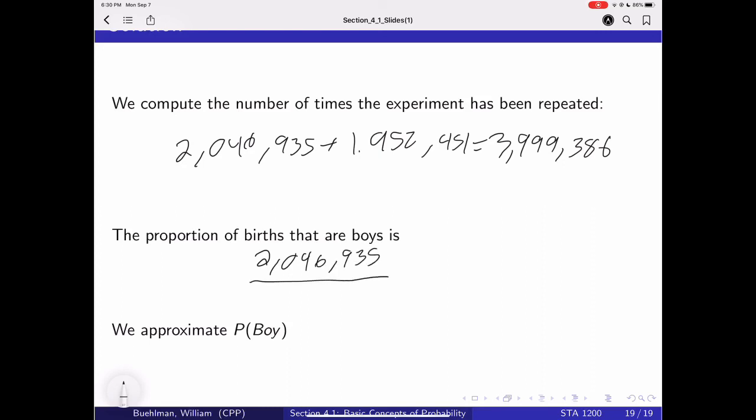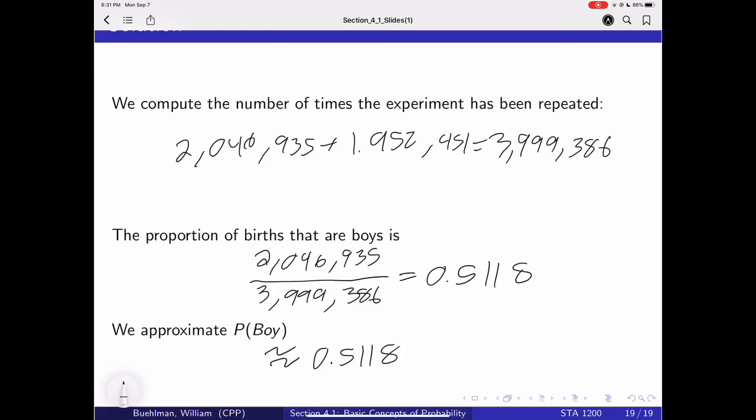The proportion of births that were boys is 2,046,935 over the total number of births, 3,999,386, which is 0.5118. So we approximate the probability of having a boy as approximately 0.5118, which we know is fairly close to 50-50, as we expect.